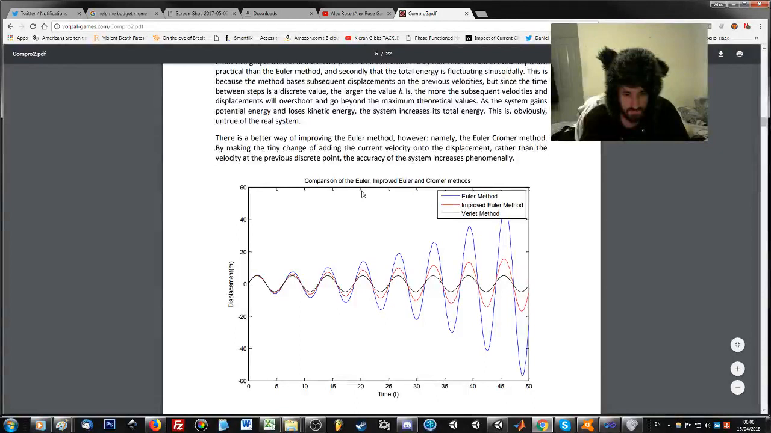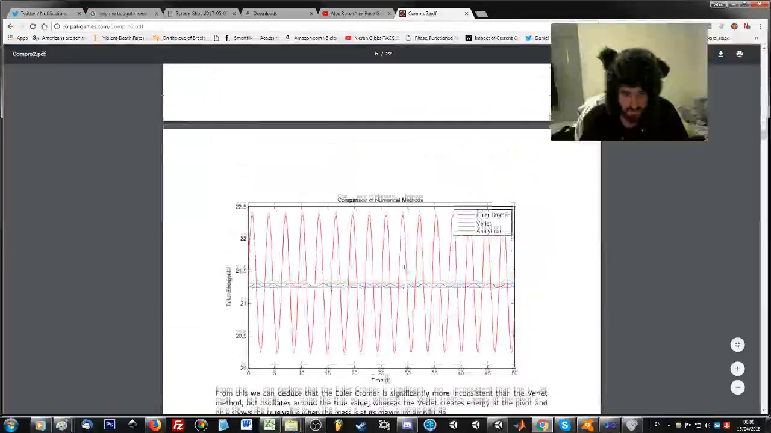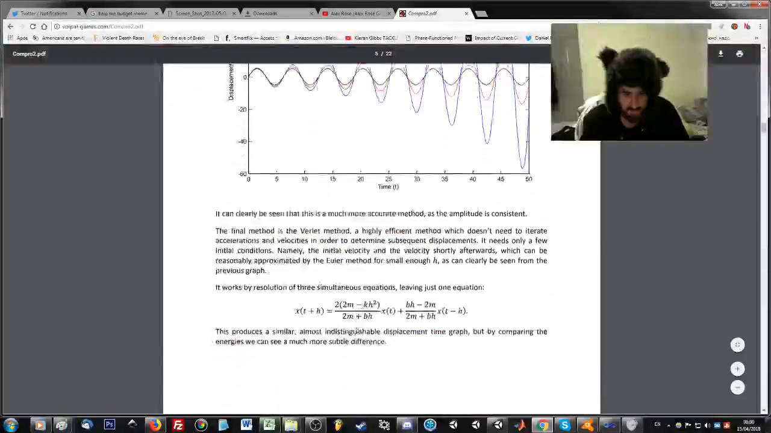Wait. This is definitely the wrong way around. Oh, sorry, it's just the color. You can't see the color on the stream. But this really big one's the Euler, then the red one's the improved Euler, and then the one that's staying about the same as the Verlet method. But the Verlet method, it's a big calculation.